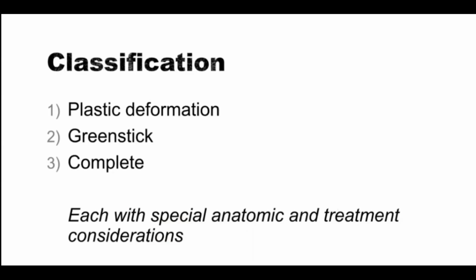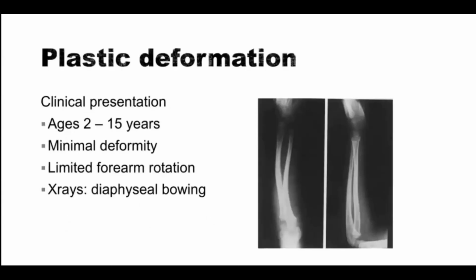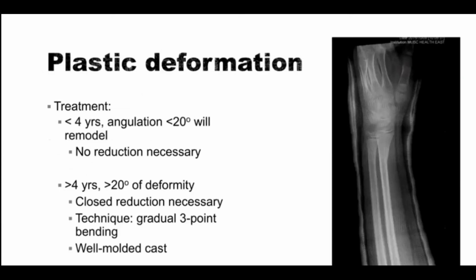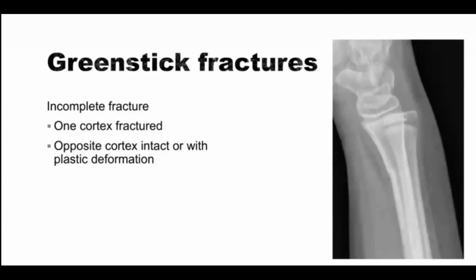So classification of these fractures, we sometimes talk about plastic deformation, greenstick or complete fractures. Plastic deformation is usually a minimal deformity and the bone actually just looks a little bit curvy, and there can be some bowing there. Usually if there's less than 20 degrees of angulation, it will remodel, no reduction is necessary, and it can just be treated with a cast, or if there is more deformity, it can be treated with a closed reduction and a well-molded cast.